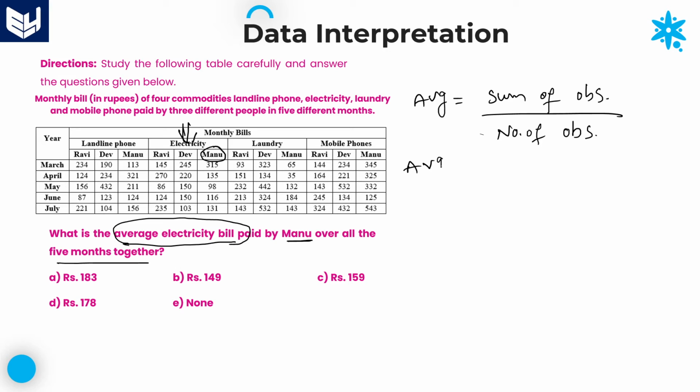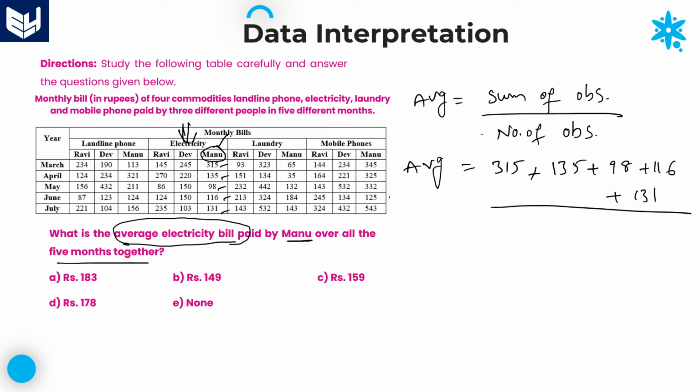It is very easy to get the result once you understand the question. Here you are calculating the average of the electricity bill paid by Manu over all 5 months together. First month value, March, is 315. After that 135. You need to write these 5 values. And next 98. And next 116. And next 131. Divided by the number of months we have, that is 5. Now you can add all those values and get the result.